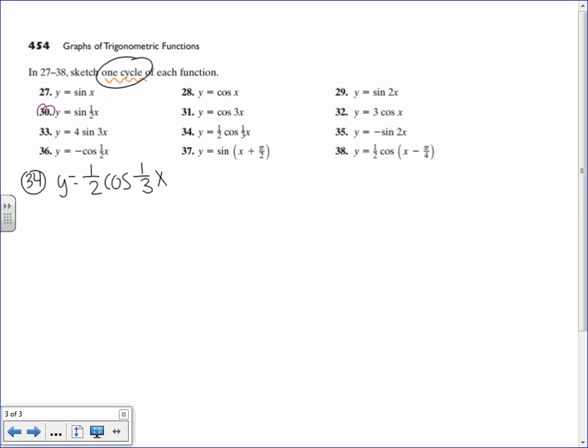All right, so first things first, I've got a 1/2 on the outside. So that means that my amplitude is 1/2. So my curves are only going to have a height that is 1/2 units up or down. This part on the inside is my frequency. So my frequency is 1/3. So that means that by the time I get to 2 pi, I'm going to only go through 1/3 of my curve. Ugh.